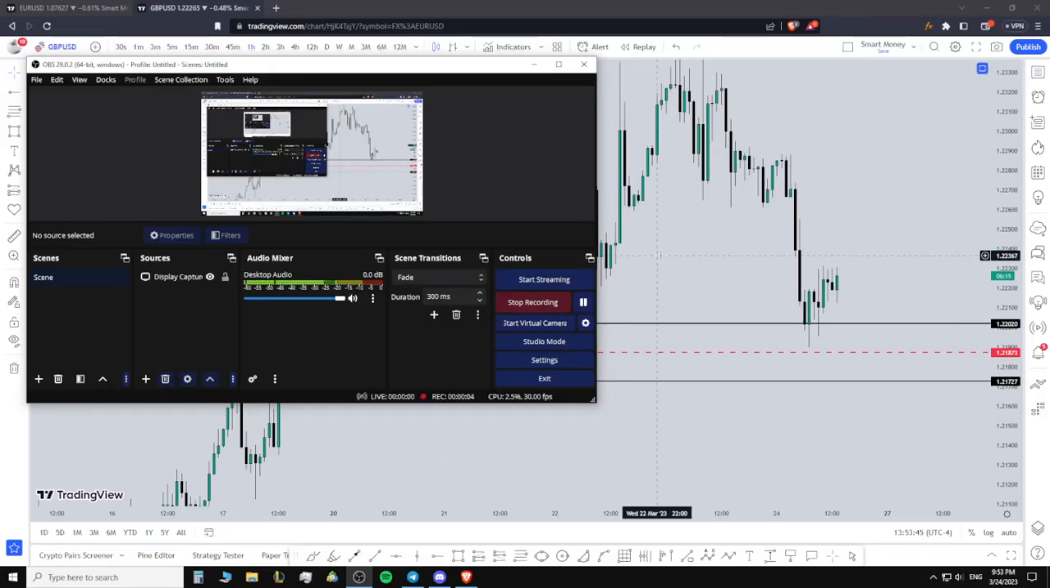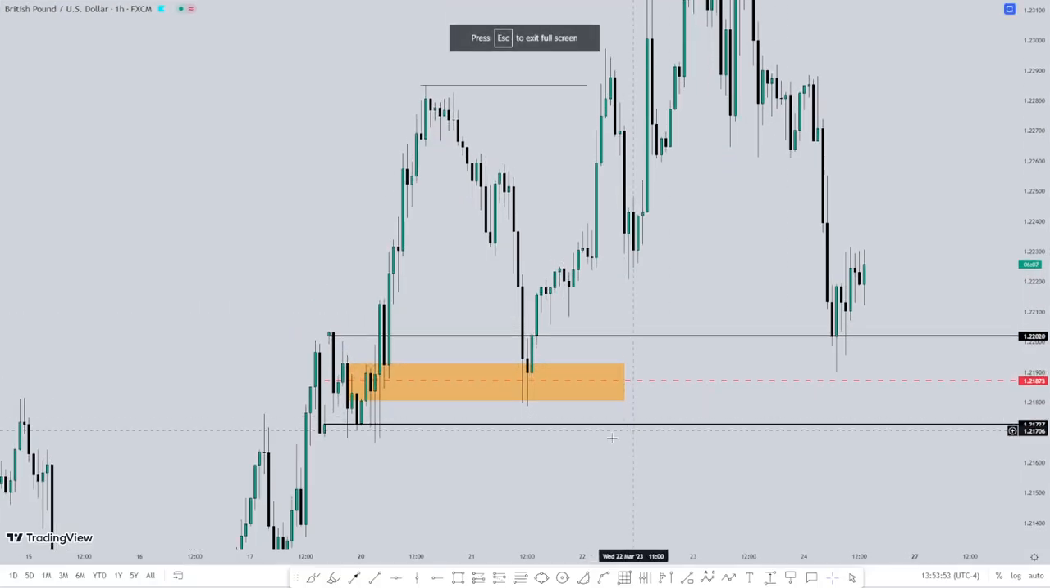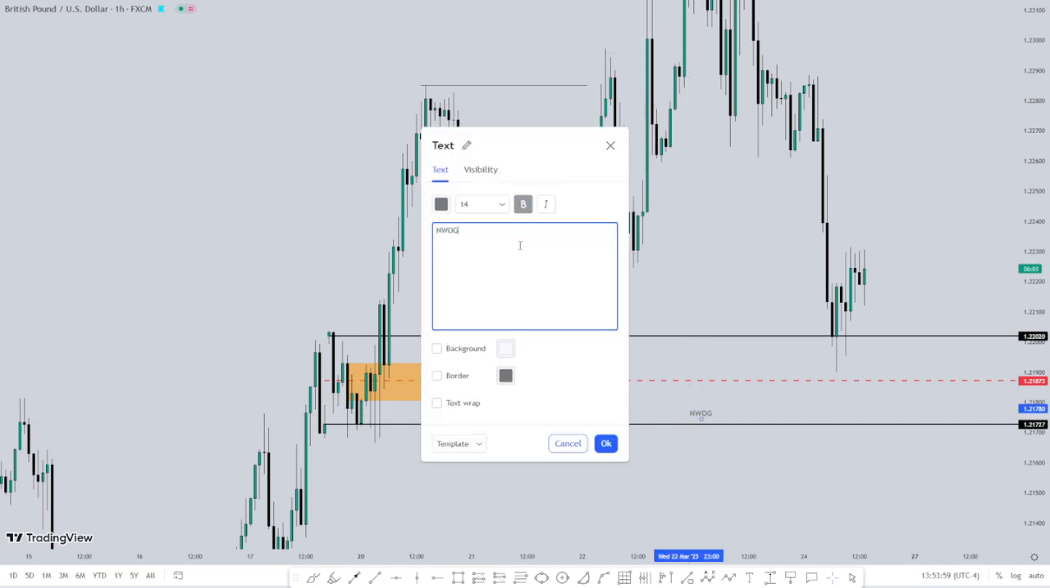Hey, we are back and going to make a quick video. We are watching the GBP/USD, as you can see. I have marked the new week opening right here, and here's a terminal view.